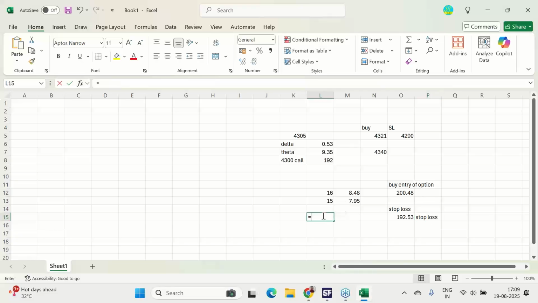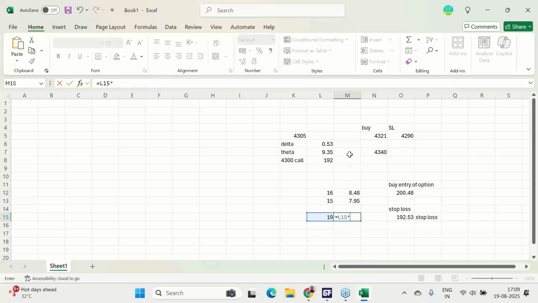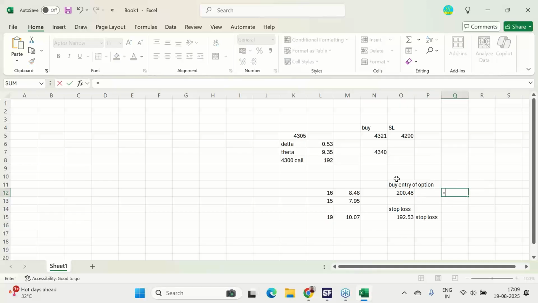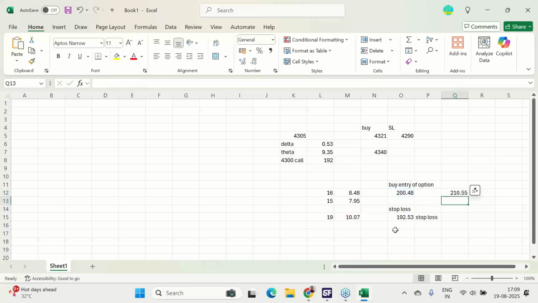That also we require. So we are saying that it will go to 4320, and at the 4321 level we are going to buy. So there is a 19 rupees difference here, or $19. In fact, my rupee is repeating in my phonetics. So this is what $10 will be the growth. So my targets will be this is my entry plus this one. So this is how the delta should be utilized.